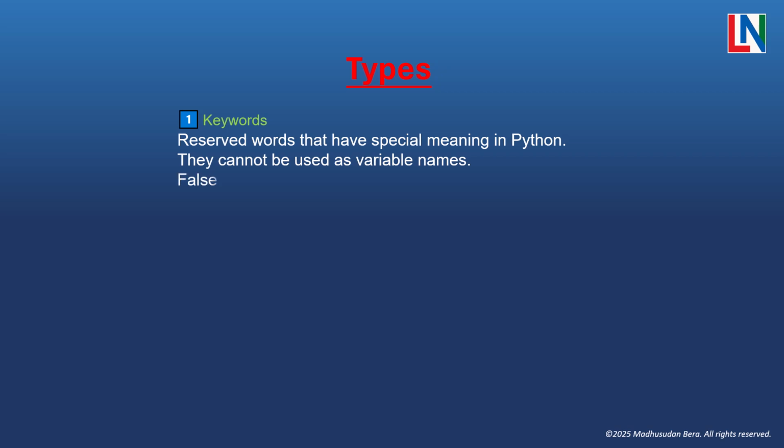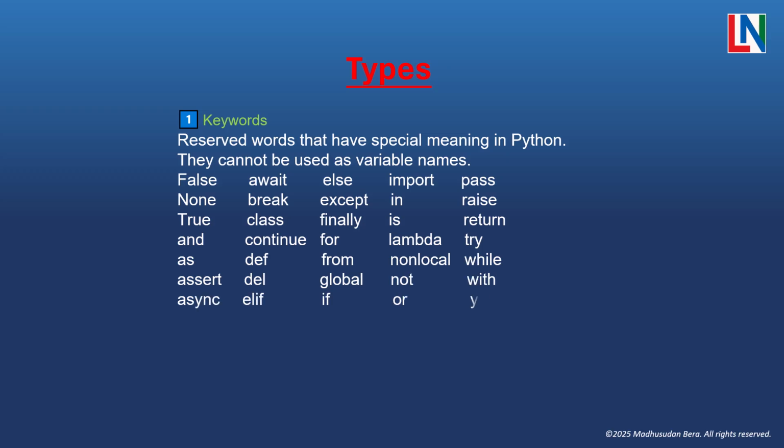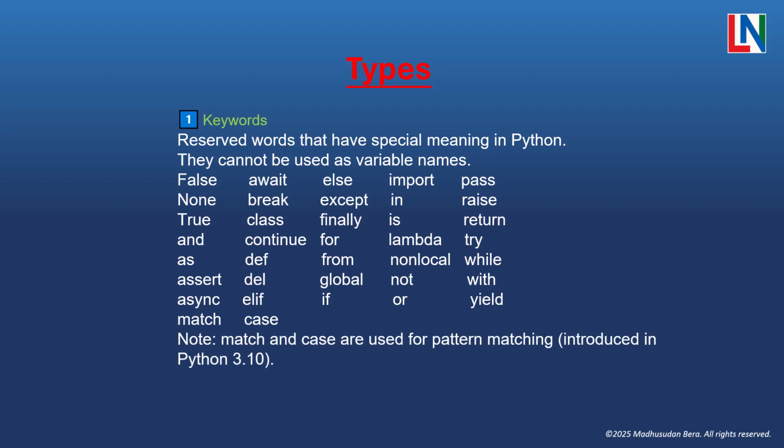There are keywords listed below. As the Python library is updating continuously, keywords are increasing. According to Python 3.0, there are 37 keywords listed here. Note, match and case are used for pattern matching, introduced in Python 3.10.